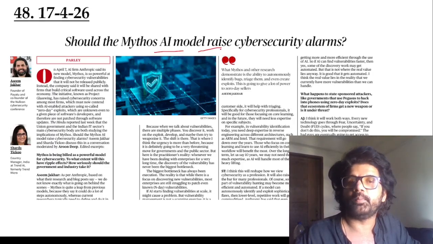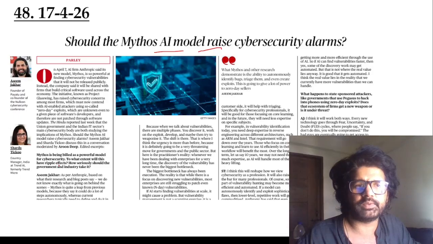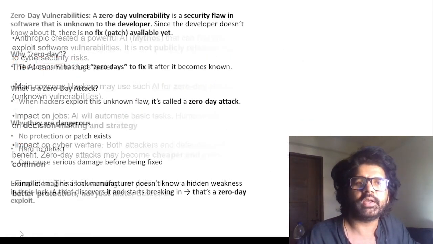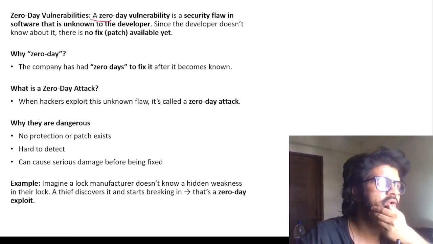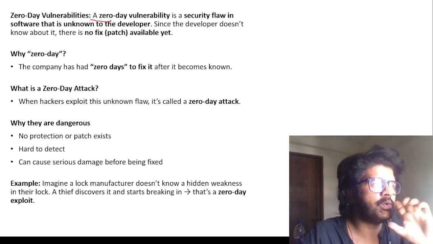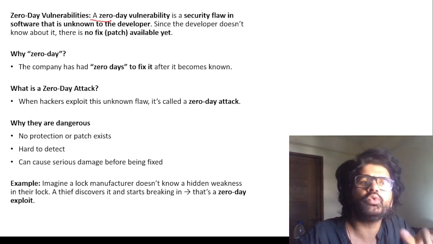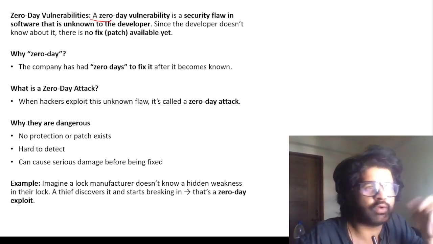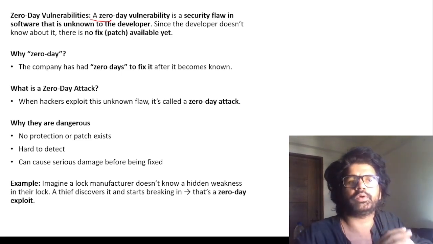Should the Mythos AI model raise a cybersecurity alarm? So, the Anthropic AI firm has released a model, Mythos, which can tell you about zero-day attacks. Zero-day attacks means currently we don't even know. When you work in software engineering, you talk about issues, and how many days you need to tackle and fix them, because you know the issue beforehand. But let's say you don't even know there is an issue in your entity. So you have 0 days, because you don't know. So the company has 0 days.